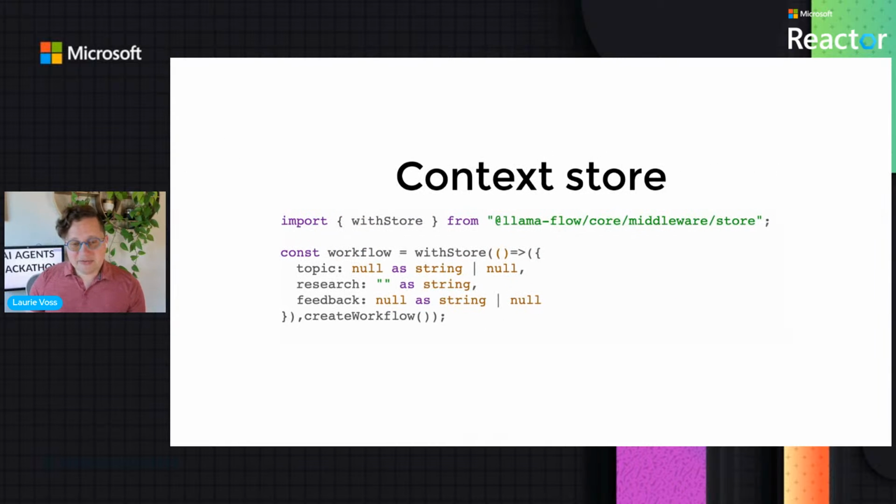A feature we're going to use here for the first time is the context store. This allows us to create persistent memory between steps without having to pass it all in the events. We add the store to the workflow when we initialize it, and we set the original state at that time.